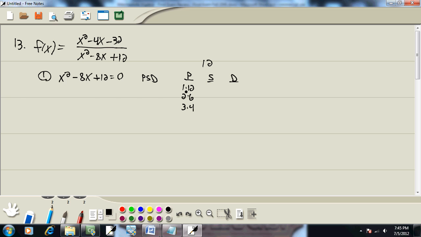In the sum column, I'll add these together. 1 plus 12 is 13, 2 plus 6 is 8, 3 plus 4 is 7. In the difference column, I'll subtract them, smaller from larger. 12 minus 1 is 11, 6 minus 2 is 4, 4 minus 3 is 1. The number we're looking for is the number in our middle term, which is 8, which is right here, which means we'll use 2 and 6.